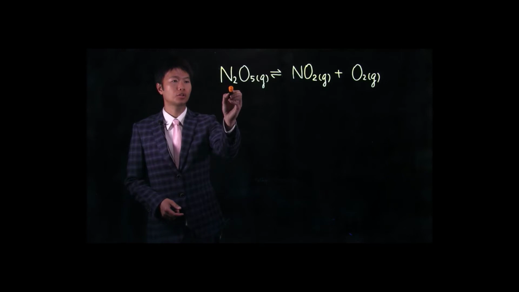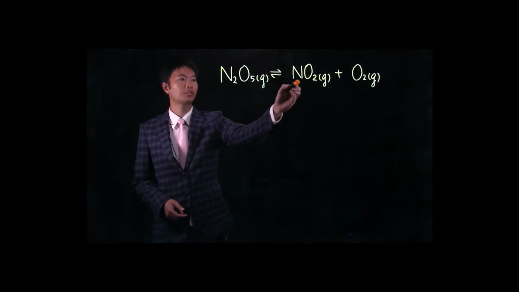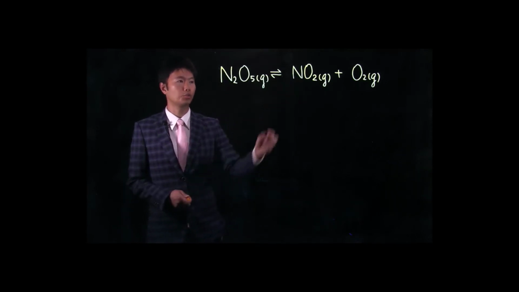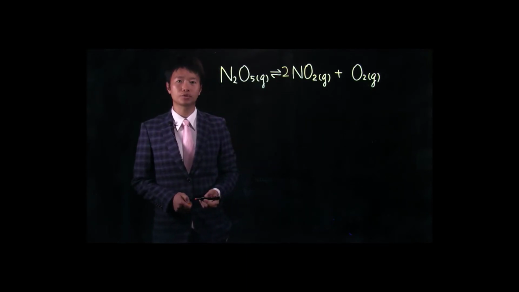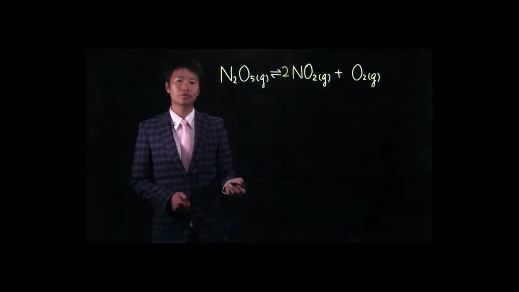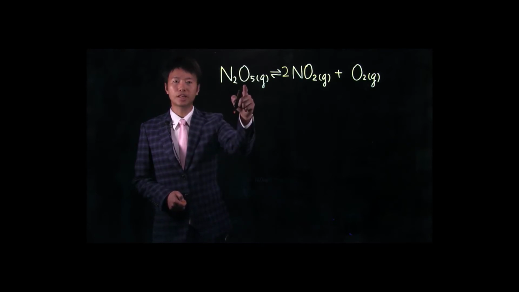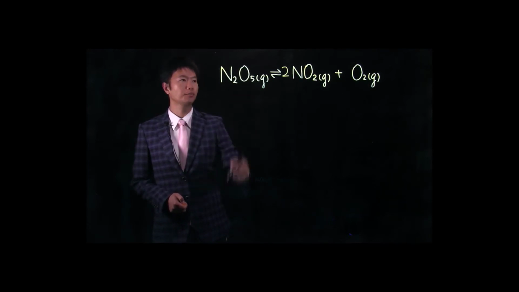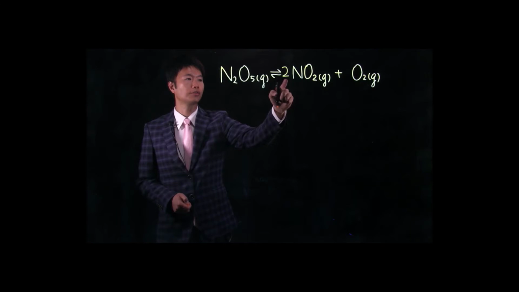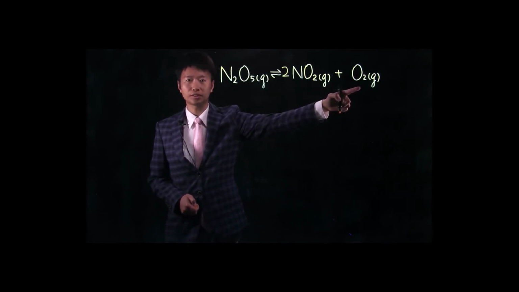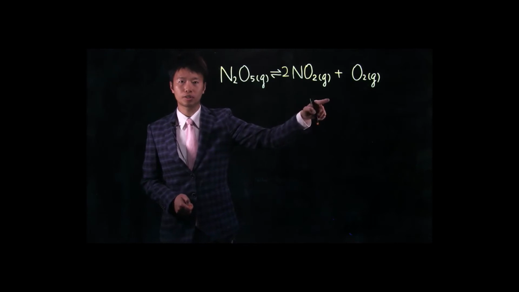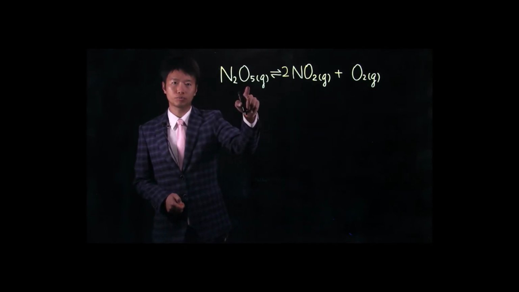We have 2 nitrogen on the left hand side and 1 nitrogen on the right hand side. So we should put a 2 on the product side, just to balance the number of nitrogen. Then we look at oxygen. On the reactant side, we have 5 oxygen, and on the right hand side, we have 2 times 2, 4, plus another 2, which is 6. So we have 6 oxygen on the product side and only 5 oxygen on the reactant side.